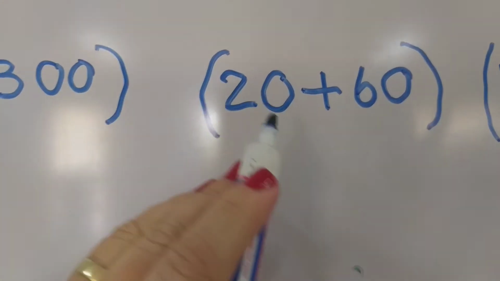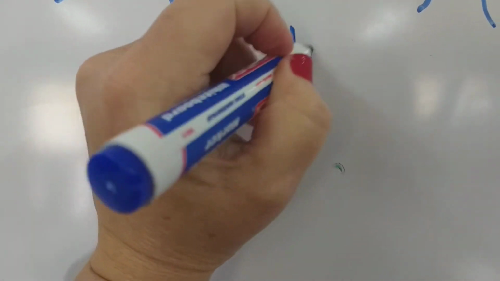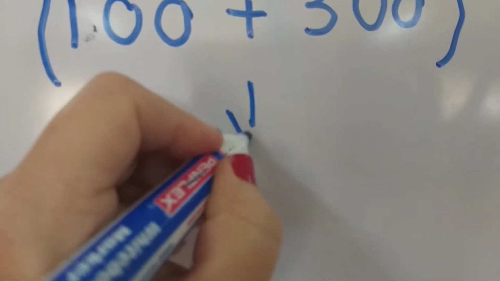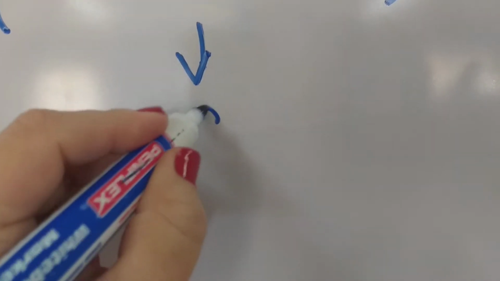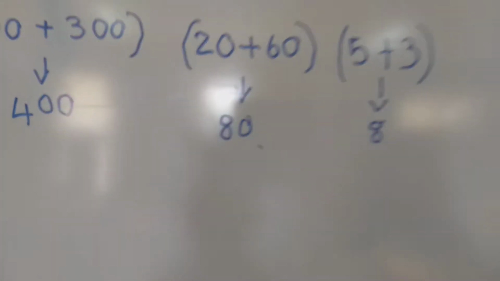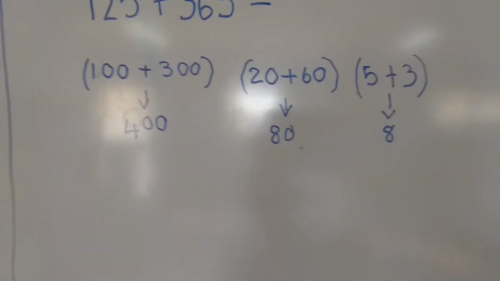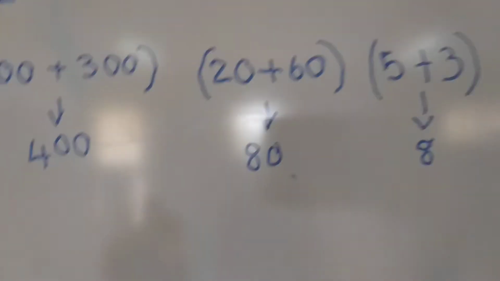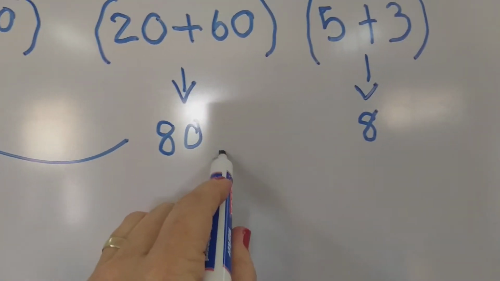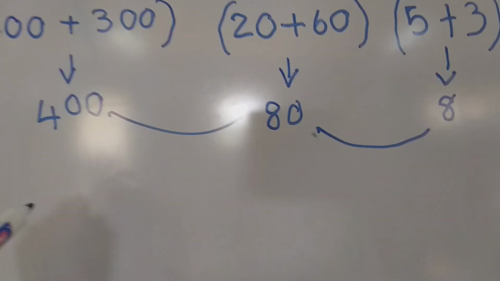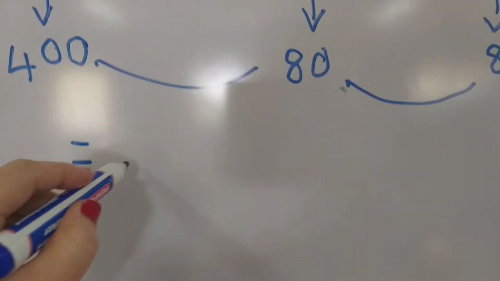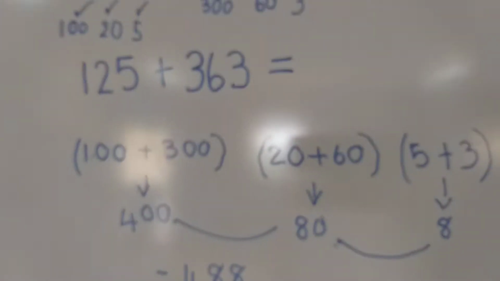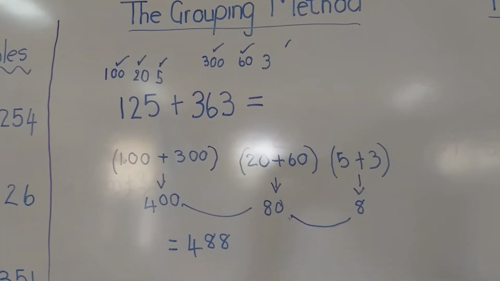If we add this together, it comes to 80. If we add that hundreds group together, it comes to 400. So that's what we're left with. Now, that is not our final answer. Now we have to take those separate totals and add them together. And if you do that, you're going to have an answer of 488. And that's your final answer. So that is the grouping method.